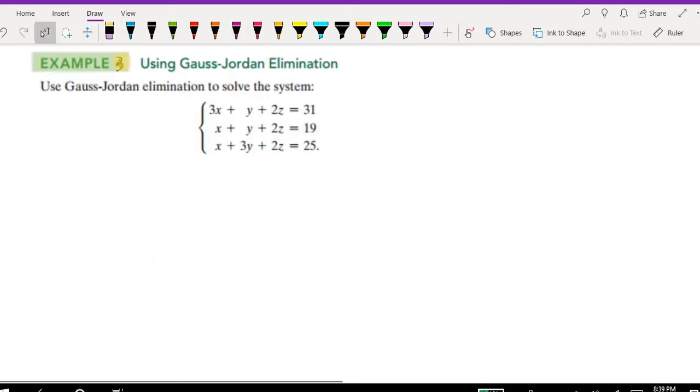Example 3, let's go ahead and work on this. So we have 3x plus y plus 2z equals 33. We're doing the same thing. Okay, let's go ahead and work on this. I rewrite this as an augmented matrix. If you realize, for this question, it's actually repeated.